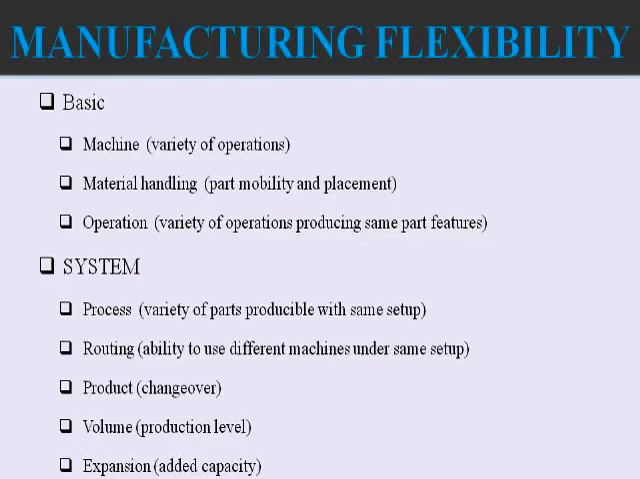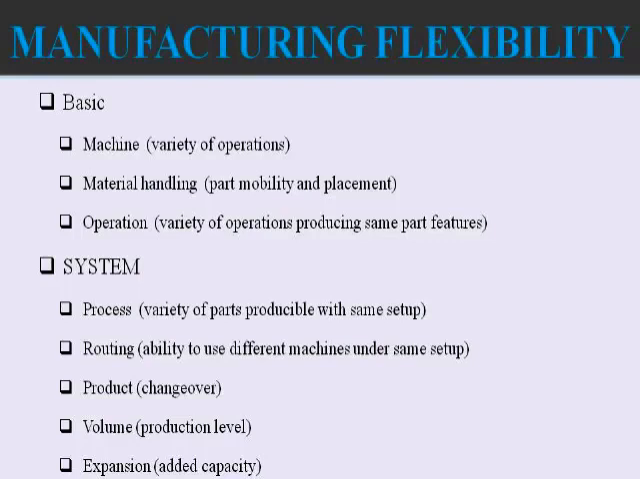Manufacturing flexibility, what is this? Basically, the machine can produce a variety of operations. In material handling, part mobility and placement must be more. Operations-wise, a variety of operations producing the same part features should be more. The system requires a wide variety of processes, capable of producing parts within the same setup.